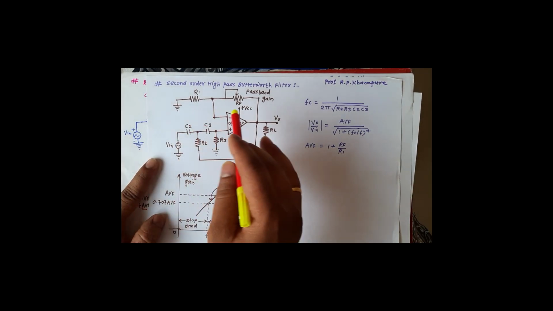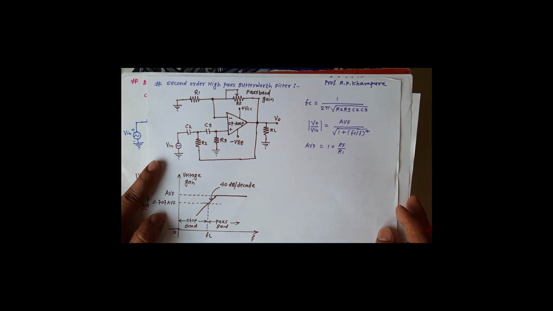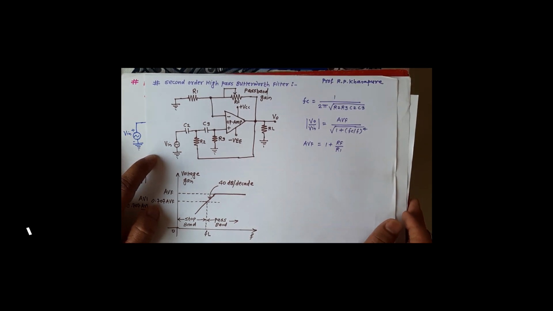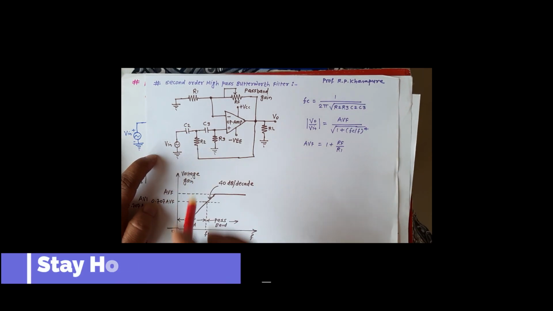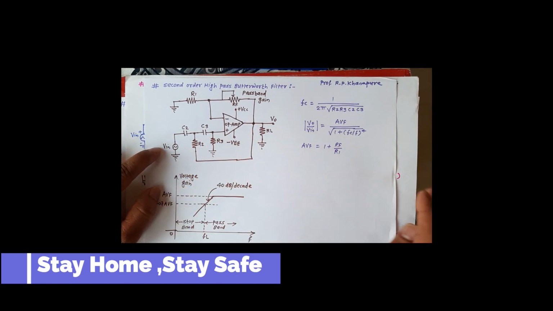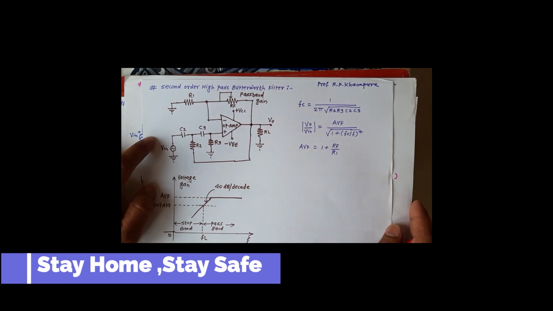So next is a second order high pass Butterworth filter. In the last video we have discussed the first order high pass Butterworth filter. The operation of the second order and first order is the same, but there is a difference in the RC network. So this is your RC network, where two resistors and two capacitors are connected. That's why it is a second order.